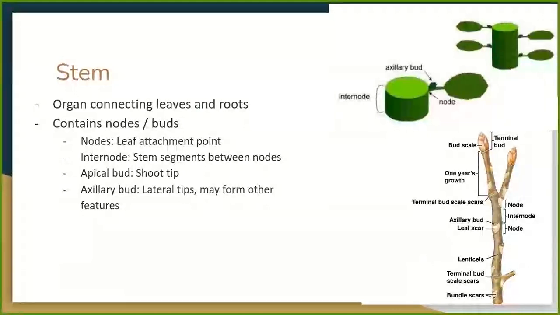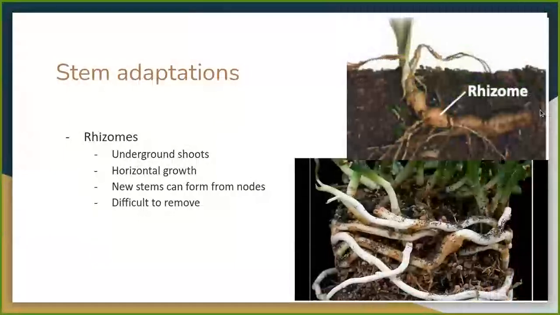So there are different types of stems that are commonly found. One of them is the rhizome. These are underground shoots. They grow horizontally, which is different from normal stems that you'd think about.